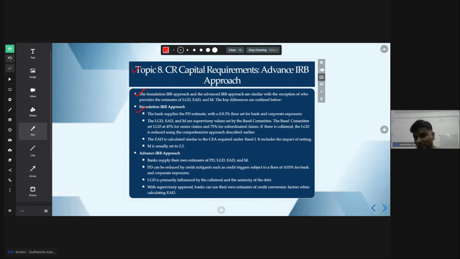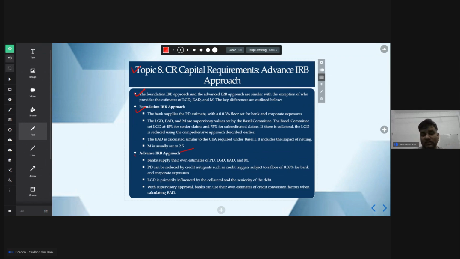Standard supervisory LGD, loss given default, is 45% for senior unsecured claims and 75% for subordinated claims. If collateral exists, LGD is reduced using the comprehensive collateral approach, which we saw earlier in the topic. Then EAD is calculated similar to credit equivalent amounts under Basel I, and includes credit conversion factors for off-balance sheet items. This ensures continuity from Basel I to Basel II. Then we look at maturity. Maturity is typically fixed at 2.5 years. This simplifies the capital calculation and removes bank discretion over maturity effect.